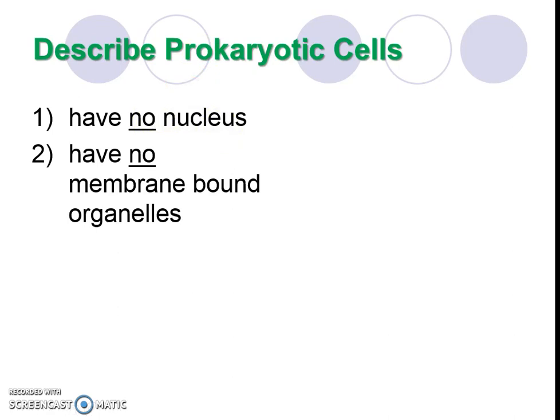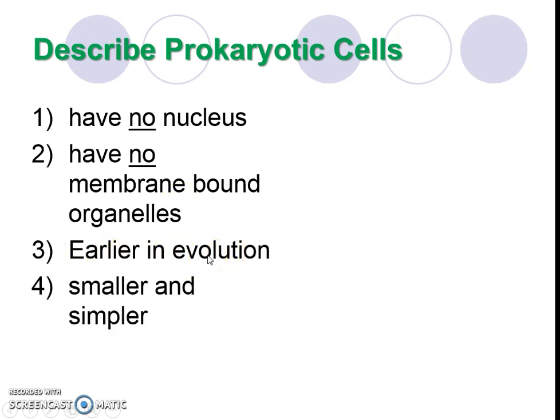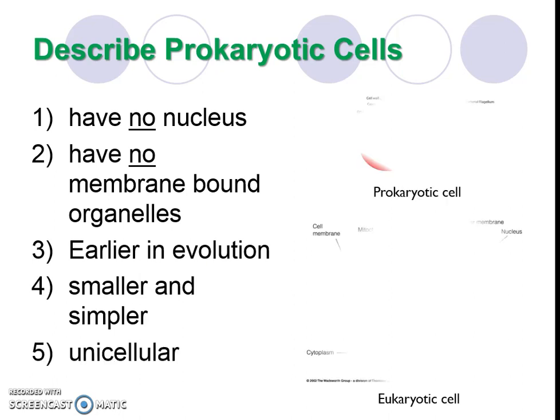That means a lot of the organelles are actually missing from prokaryotic cells. They're simpler because they're missing so many organelles. We think then that that simplicity is because they evolved earlier. They're smaller and overall just simpler.